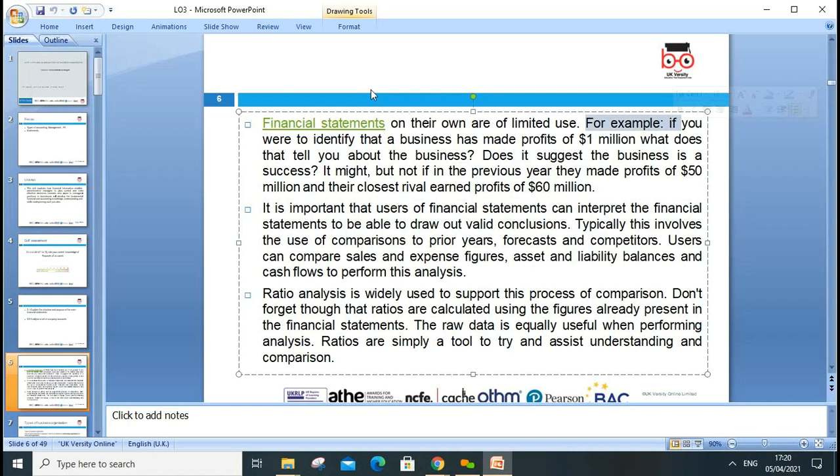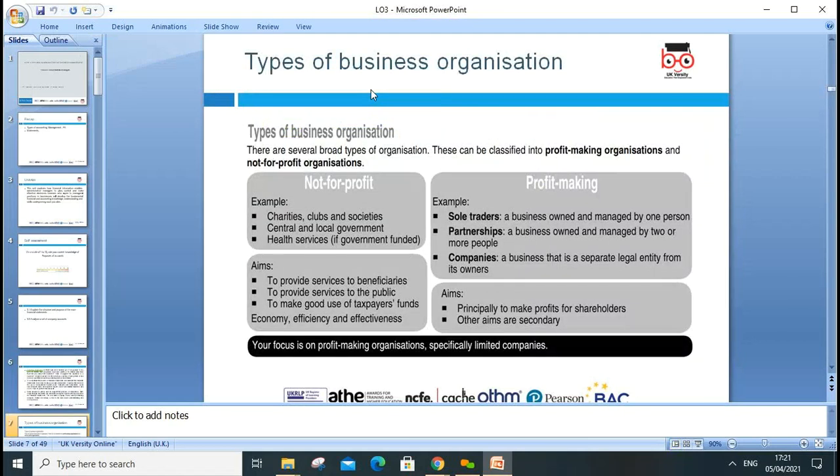For example, if you identify that the business has made a profit of 1 million, what does this tell you? Business profit doesn't mean cash. Maybe it is credit sales, where we give goods away and are not actually earning profit. Say we have made a profit of 50 million and our closest rival earned a profit of 60 million. We need to go through this and make a decision. So today we'll go through ratio analysis, how we can interpret these accounts. That will be the key.